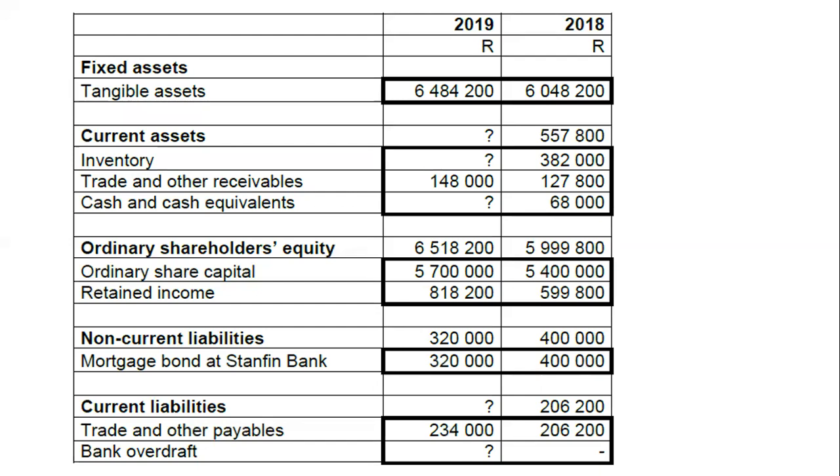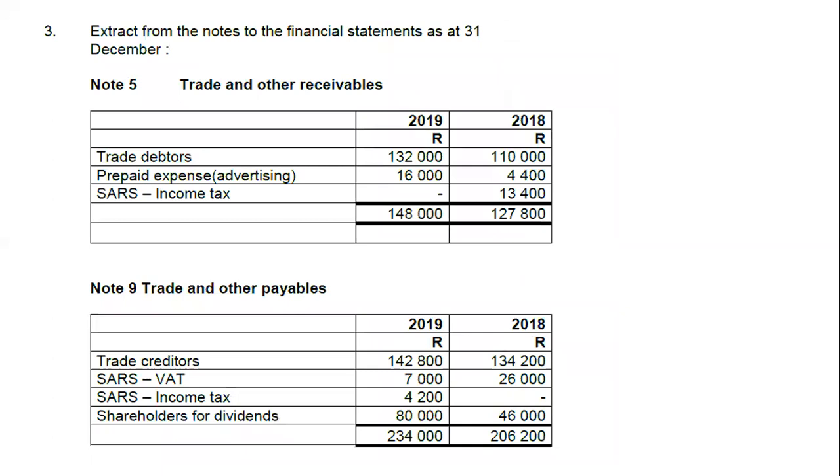For your inventory, realize that there's a question mark for this year, but you were given inventory for last year, which is 382,000. The one for this year is missing. So we just have to check what is it that we are given that will enable us to calculate inventory for this year. Now let's just quickly look at the extract from the notes of the statement of financial position.